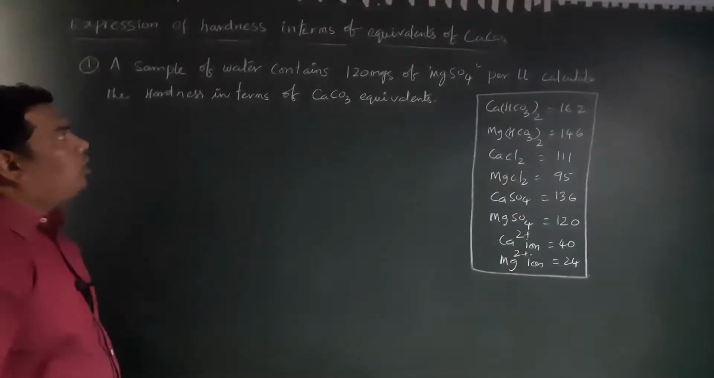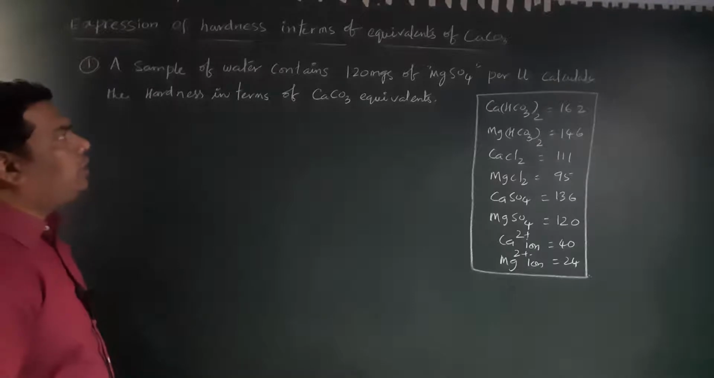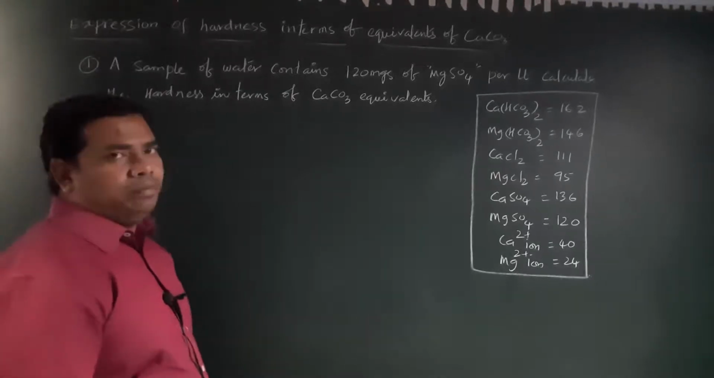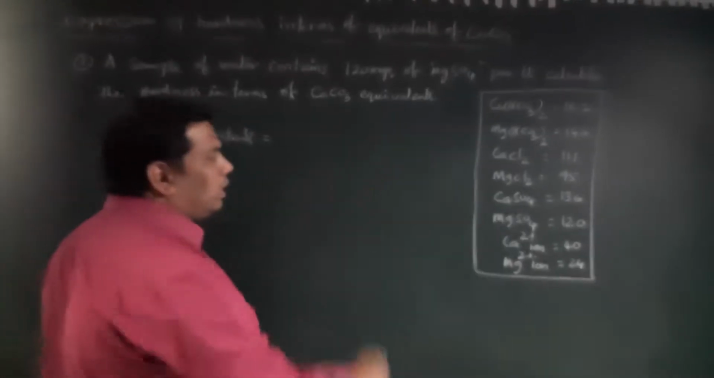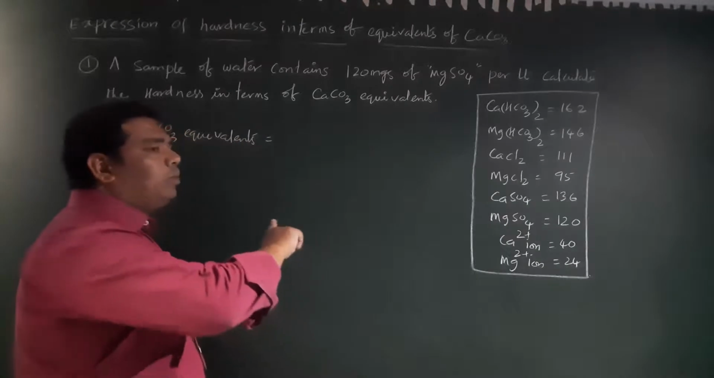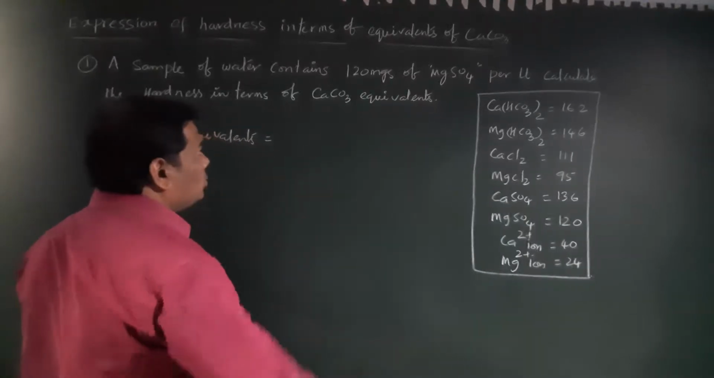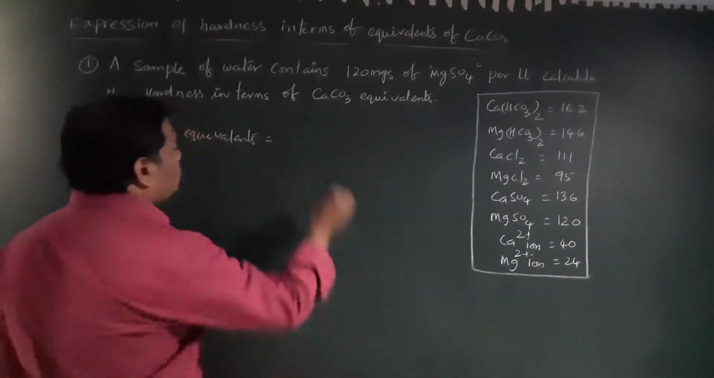A sample of water contains 120 milligrams of magnesium sulfate per liter. Calculate the hardness in terms of calcium carbonate equivalent. Okay, right student. So in terms of CaCO3 equivalents, we know the formula. So that is equal to, what is the formula student? X milligrams per liter. So X means the hardness producing salt. Okay, so what is the amount of hardness producing salt student?